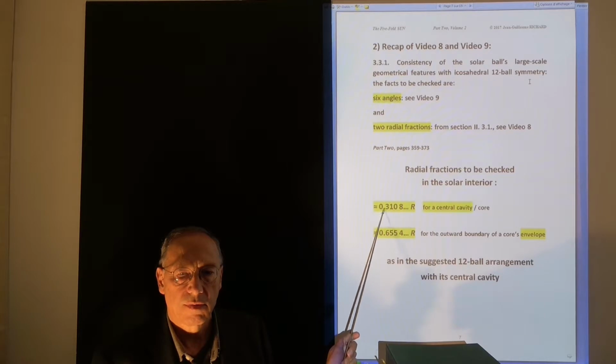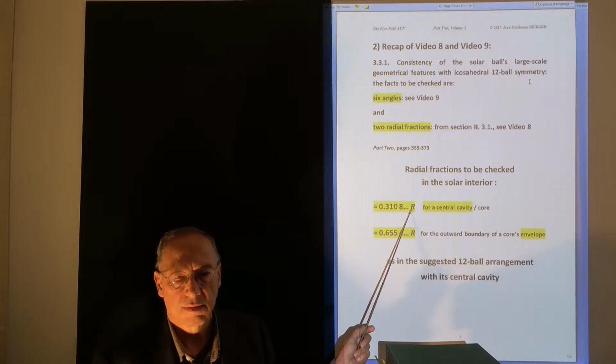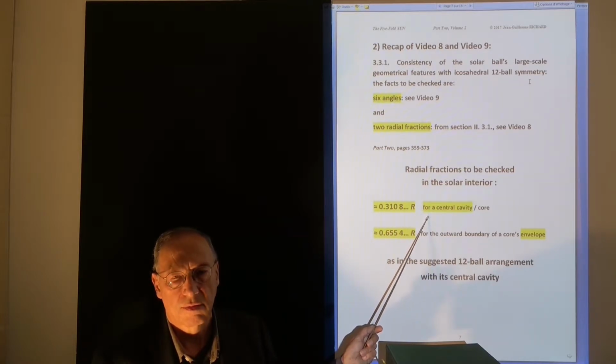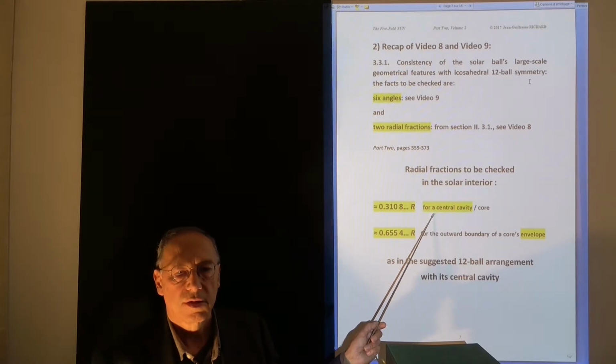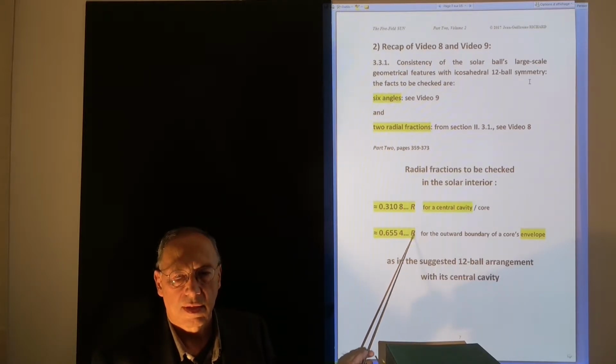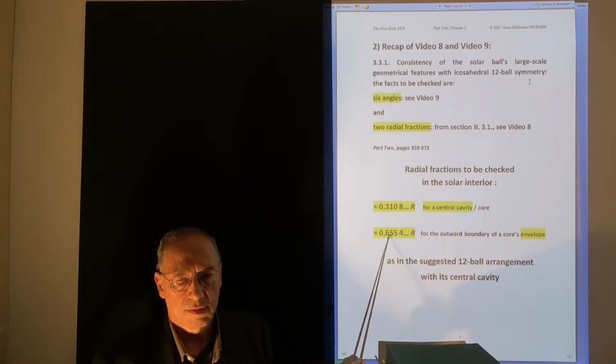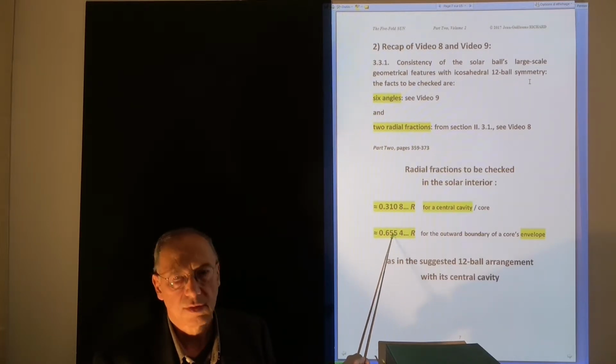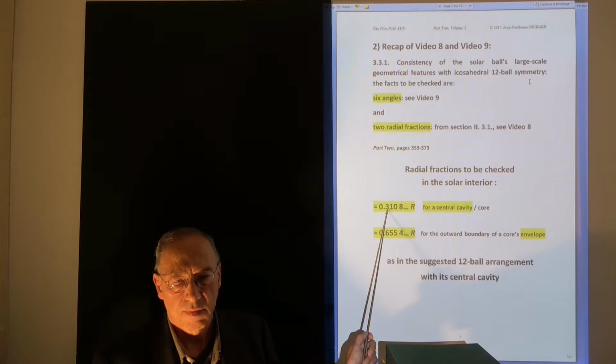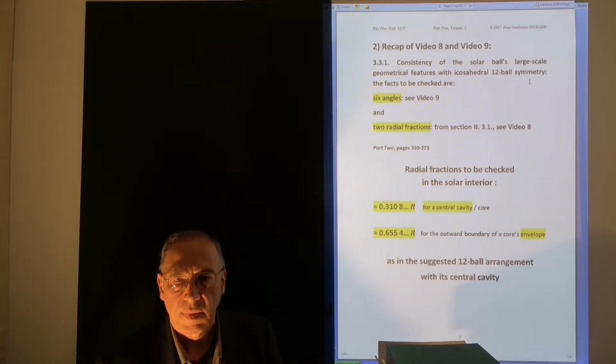We have a 0.3108, etc. radius fraction of the overall larger sphere, and a more outward shell boundary, which is expected to be located at 0.655. This is not discussed today and will be dealt with in video 11. So we are now dealing with this fraction in video 10.